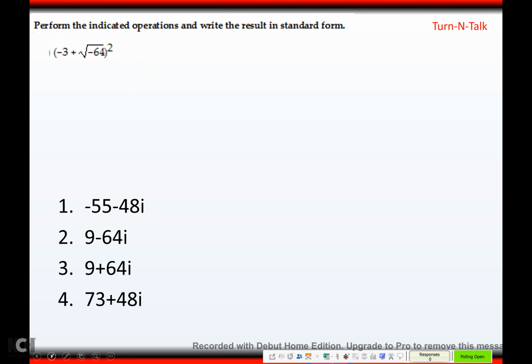Alright, try this one. Hit pause. Come back when you're ready. And hopefully you got negative 55 minus 48i. Alright, so if we're going to square this without killing puppies, it's going to be i square root of 64, squared. I got the negative out. If that radical can be simplified now, I'm all for it. So the square root of 64 is 8.